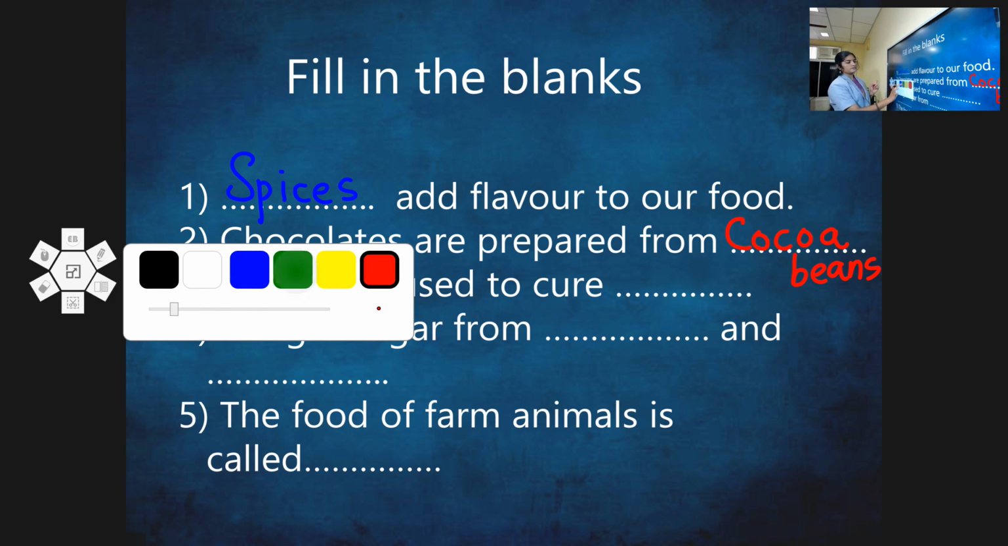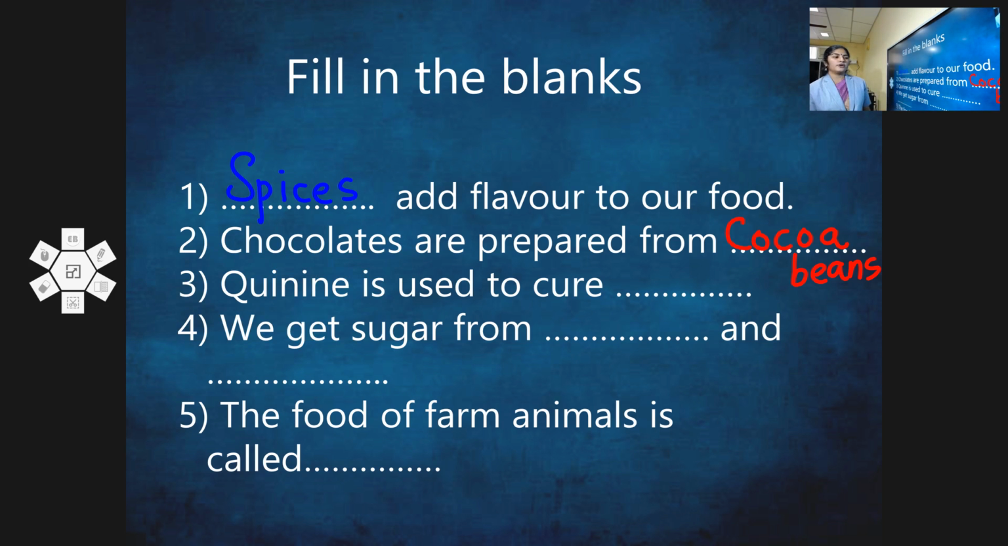Then, quinine is used to cure dash. We learned about quinine. We get quinine from the bark of the Cinchona tree. It is used to cure which disease? Yes, very good. We use quinine to treat malaria. Which disease? Malaria. Remember the terms, okay?